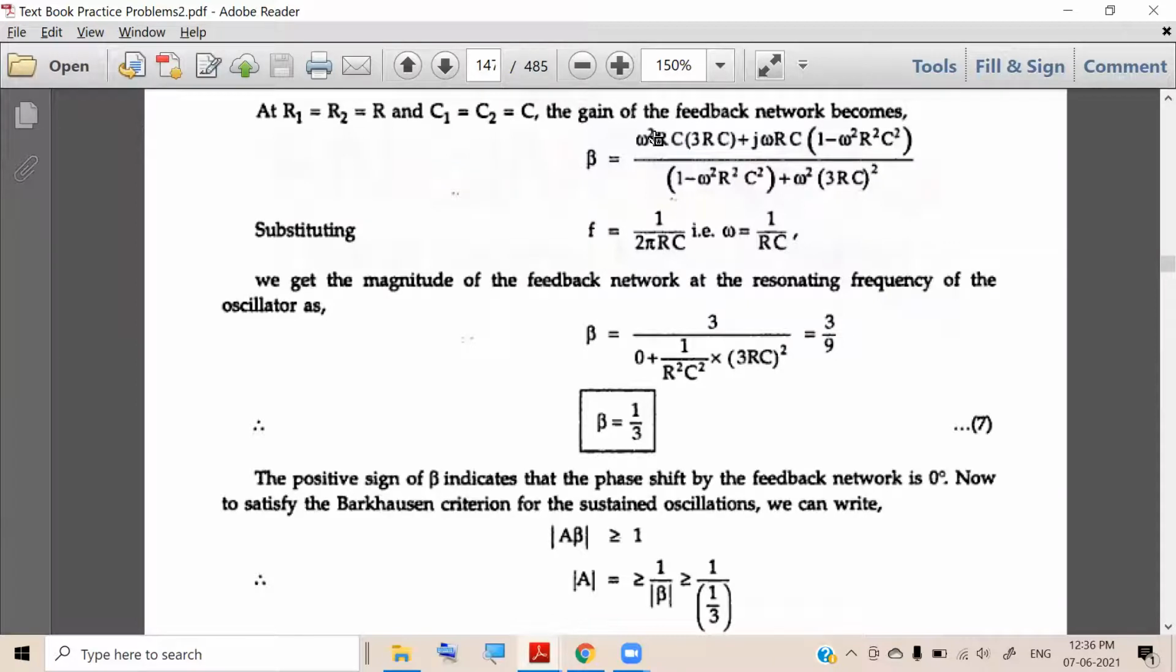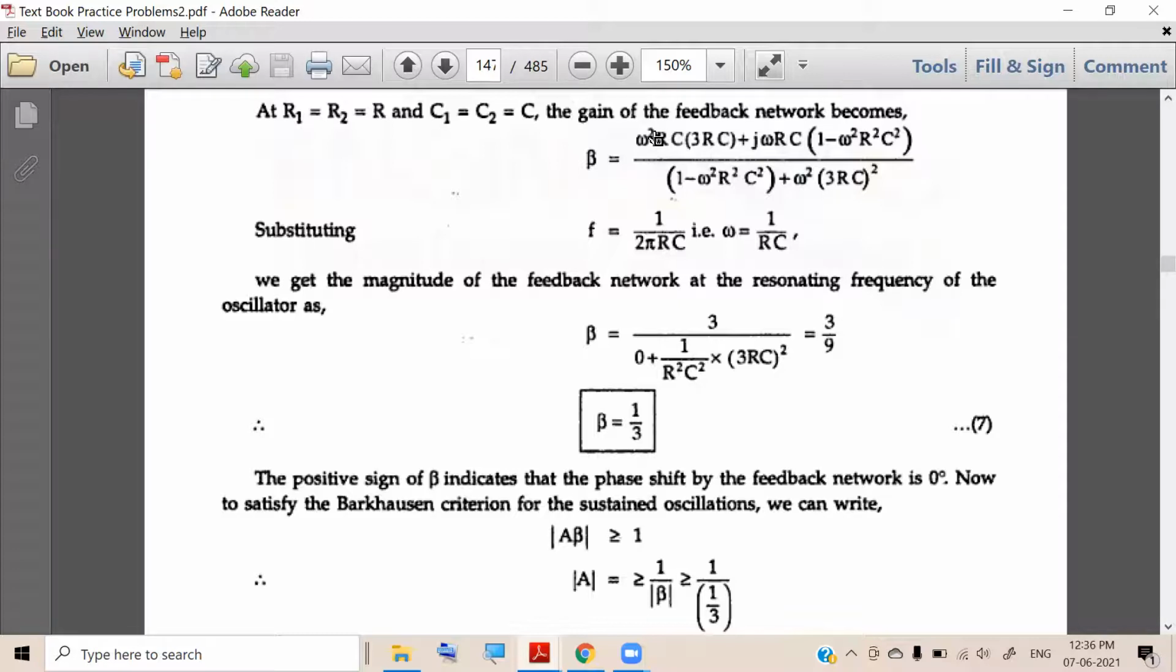Okay, again I am repeating. I believe that you didn't understand. See, we are considering the case already if R1 is equal to R2 is equal to R, what we will get, we completed. We get beta 1 by 3. We get A greater than or equal to 3, means A can be 3 or slightly greater. Now we are considering what happens if R1 and R2 are not equal.